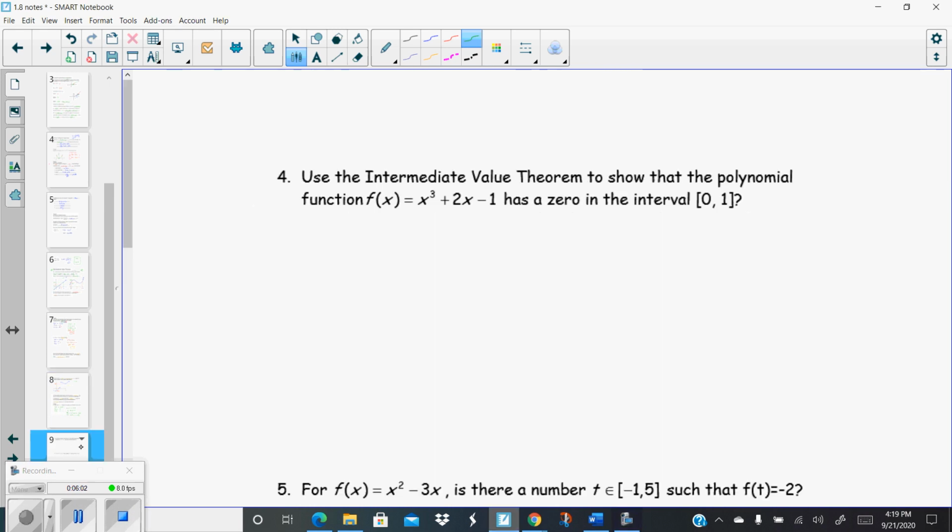All right. One more page to go. Use the intermediate value theorem to show that the polynomial function which is given has a 0 on the interval from 0 to 1. Once again, now this is a cubic.